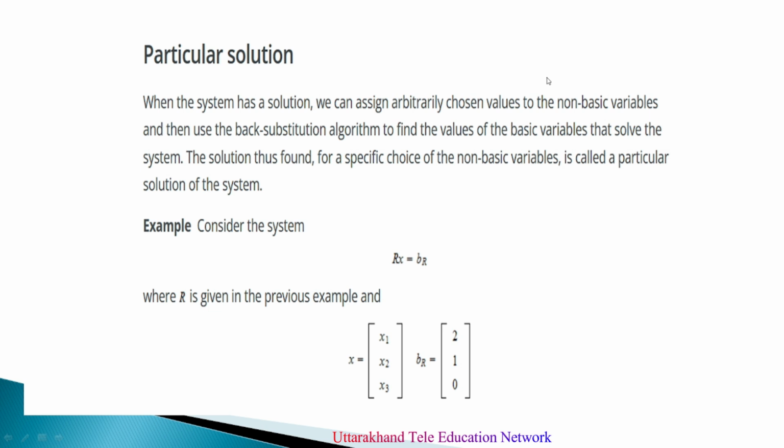In the previous slide, we have identified the basic and non-basic variables. Now we are talking about that when the system has a solution, we can assign arbitrarily chosen values, and then the back substitution algorithm we are going to apply. This example would make the meaning clear: Rx is equal to Br, where R is a matrix, and Br is the solution. Obviously a non-homogeneous equation.